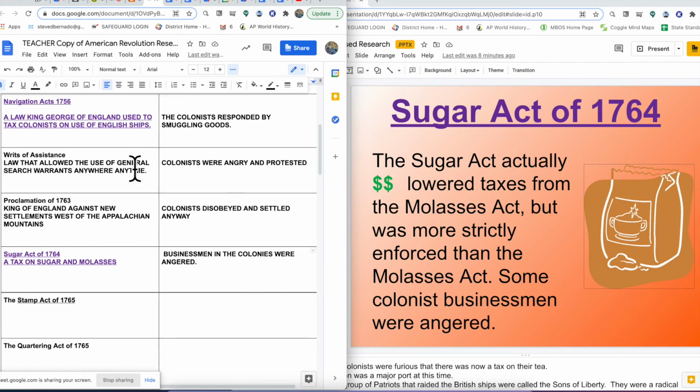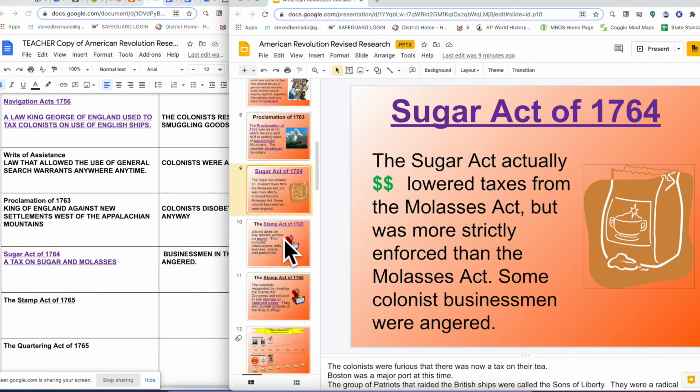So we have 1, 2, 3, 4 instances in which the King of England and the British government is asserting their authority, their power, their control over the British 13 colonies. And many people in the 13 colonies were angry. They start to resist and protest. Let's take a look at the next rule.